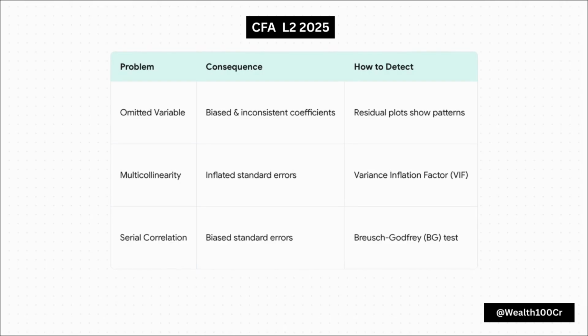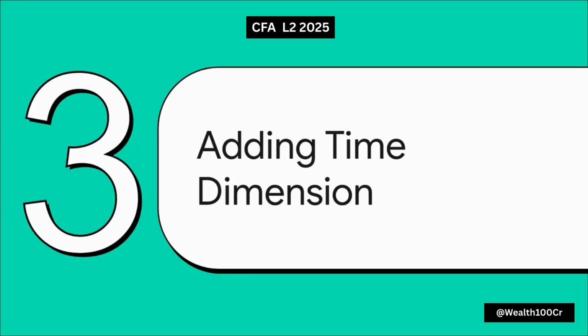Okay, you're going to want to remember this table. It's your diagnostic cheat sheet. If you've left out an important variable, you'll see weird patterns in your error plots when there should just be random noise. For multicollinearity, we check something called the variance inflation factor, or VIF. A high VIF, say over 5 or 10, is a red flag that your variables are redundant. And for serial correlation, we use the Breusch-Godfrey test. A significant result tells you your model's errors are predictable, and that's a problem. Mastering this is key.